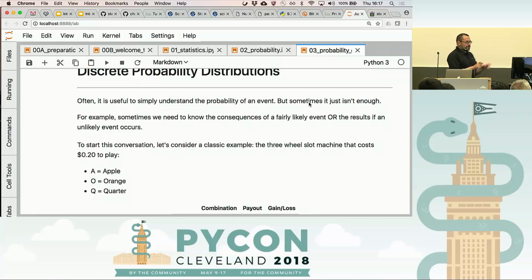By discrete, we mean it's broken up into individual components as opposed to a nice curve, right? With this slot machine example, I have 3 slot machine wheels. Every wheel has certain symbols on it. It might have an apple, it might have an orange, it might have a quarter, it might have other random things.